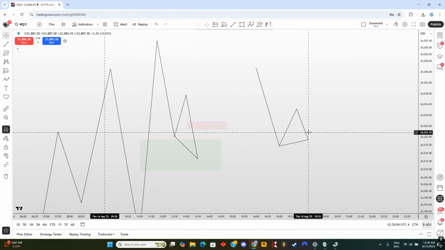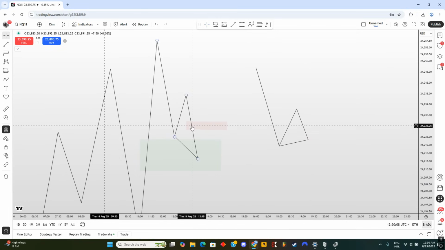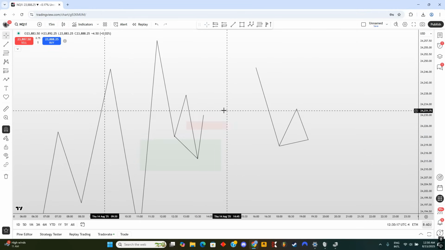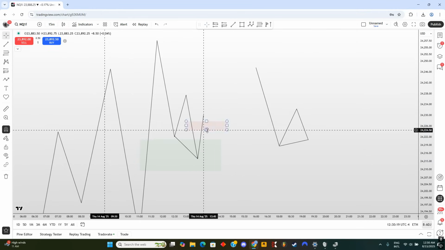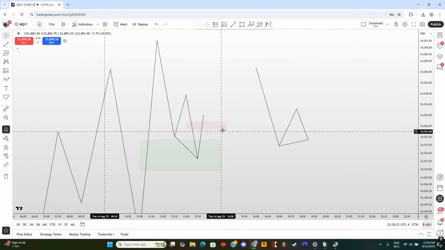Now we have SMT, but we want to confirm that SMT. The SMT is not confirmed yet. So to do that, we are looking for inversion fair value gap, inverse fair value gap. Simple as that. All right. So let's say price goes up and it closes above this inverse fair value gap. So now this fair value gap becomes inverse fair value gap.